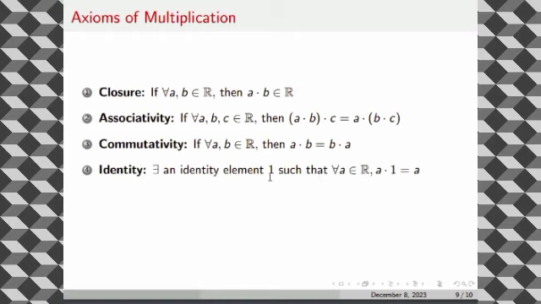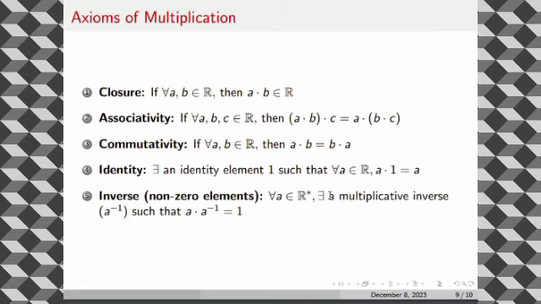Identity. There exists an identity element 1 such that for all real numbers a, a dot 1 is equal to a, or 1 dot a is equal to a. Inverse. For all real numbers excluding 0, there exists a multiplicative inverse such that a dot a inverse is equal to 1, or a inverse dot a is equal to 1.